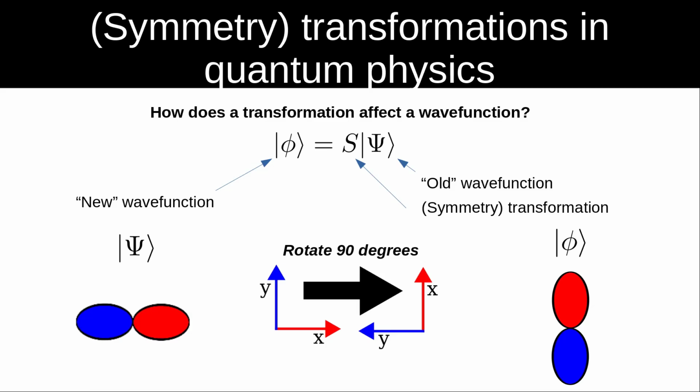So if you are working in a vector representation of your wave functions, then S is going to be a matrix. If you think about a very simple case, which is, for example, thinking that your original wave function is a px orbital and that your S operator is a 90-degree rotation, then the orbital that you get at the end is a py orbital. So you start with two lobes in the x-axis, you rotate 90 degrees, you end up with two lobes in the y-axis. So a px orbital, for example, is not invariant when you apply a 90-degree rotation.